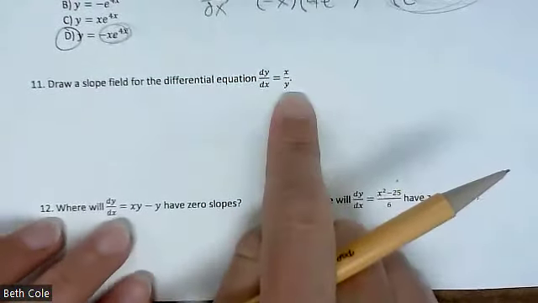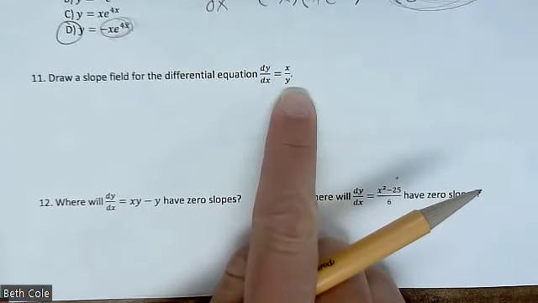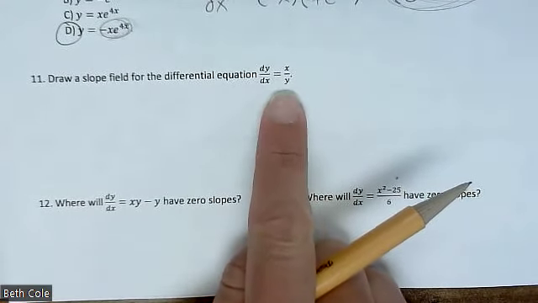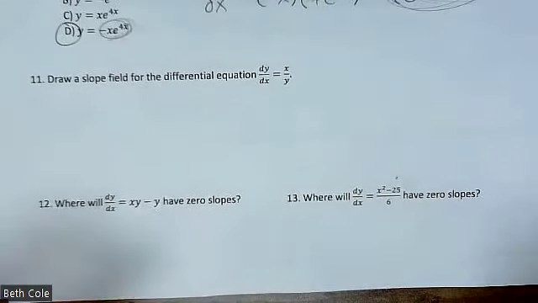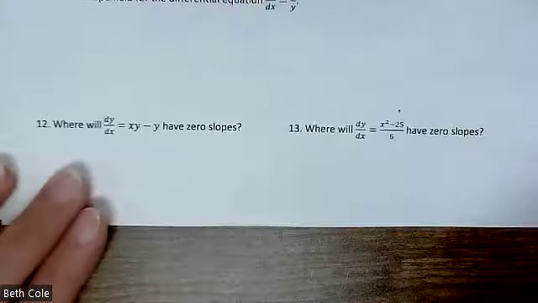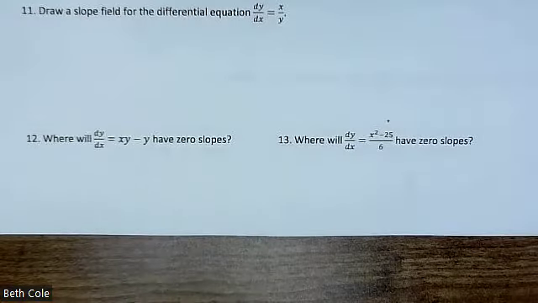This is draw a slope field for this. We just did that in the warm-up. Actually, someone did the exact same thing as that, except with a negative in it over there. You can draw that at your leisure. I'm going to put this on Schoology so you can see it. But that's matching. It's multiple choice.